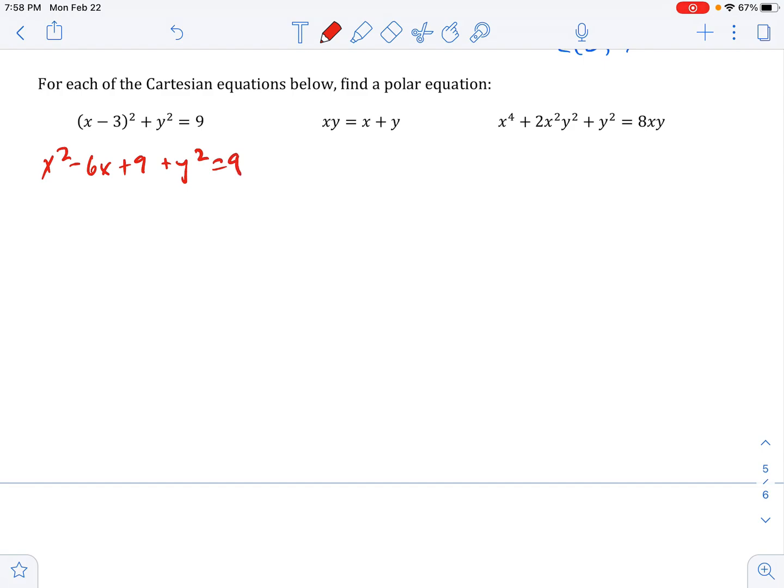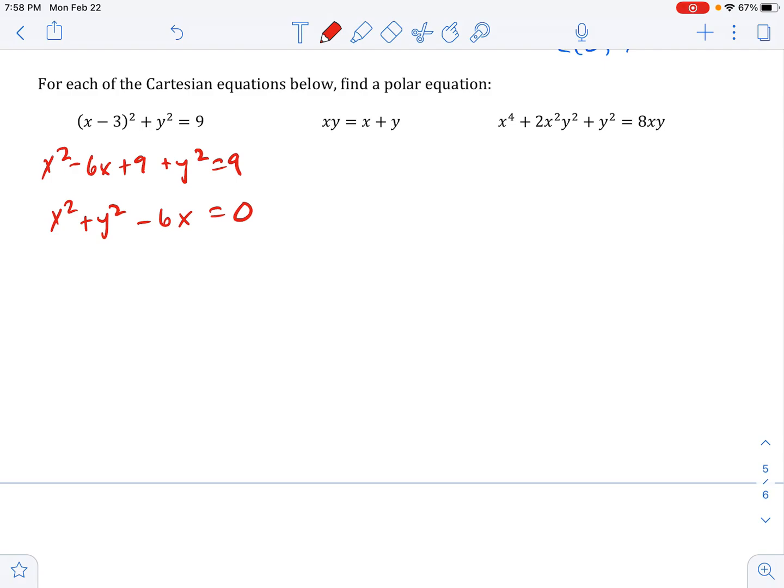All right. And then if we change that, we have this x squared plus y squared. We really like that. This 6x is just 6 times r cosine theta. And then these 9s are going to cancel, actually. So we have x squared plus y squared minus 6x equals 0.